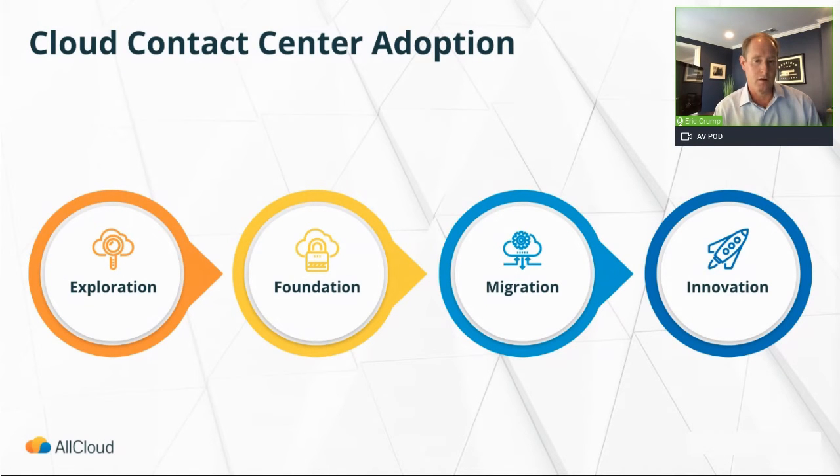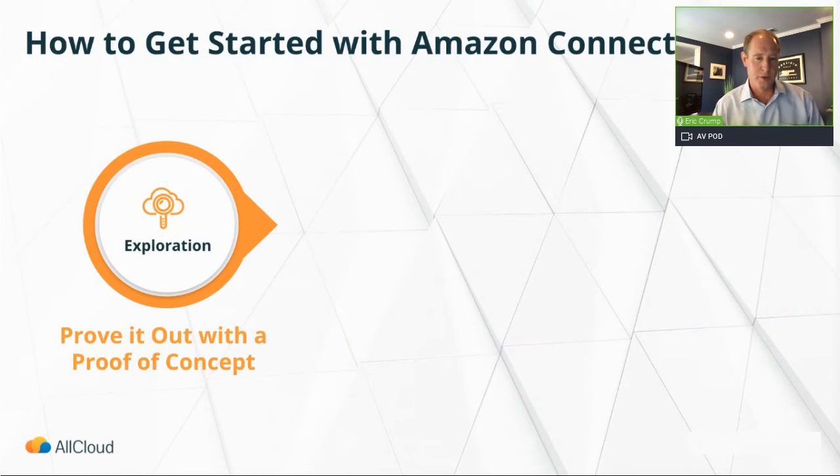So as mentioned, AllCloud has a four-phased approach to their contact center implementation methodology, right? We really want to focus on exploration, then moving you all the way out into innovation where your contact center is truly becoming an innovation center. But let's focus on exploration today. Exploration really is that first step. And within that first step, identifying an ideal POC, one that's going to really allow you to take a look at the technology and how it'll fit in your business.